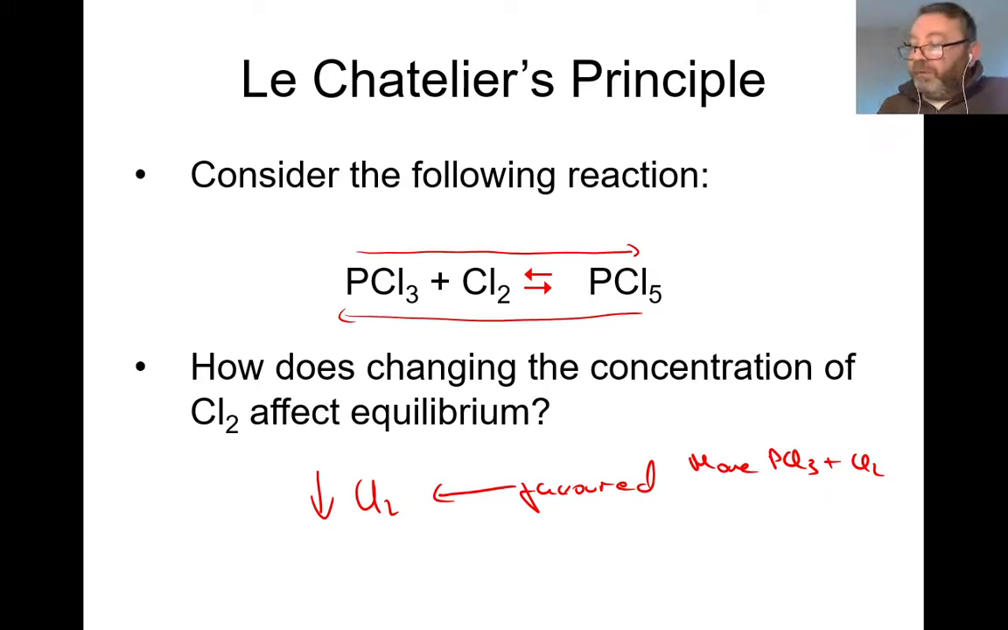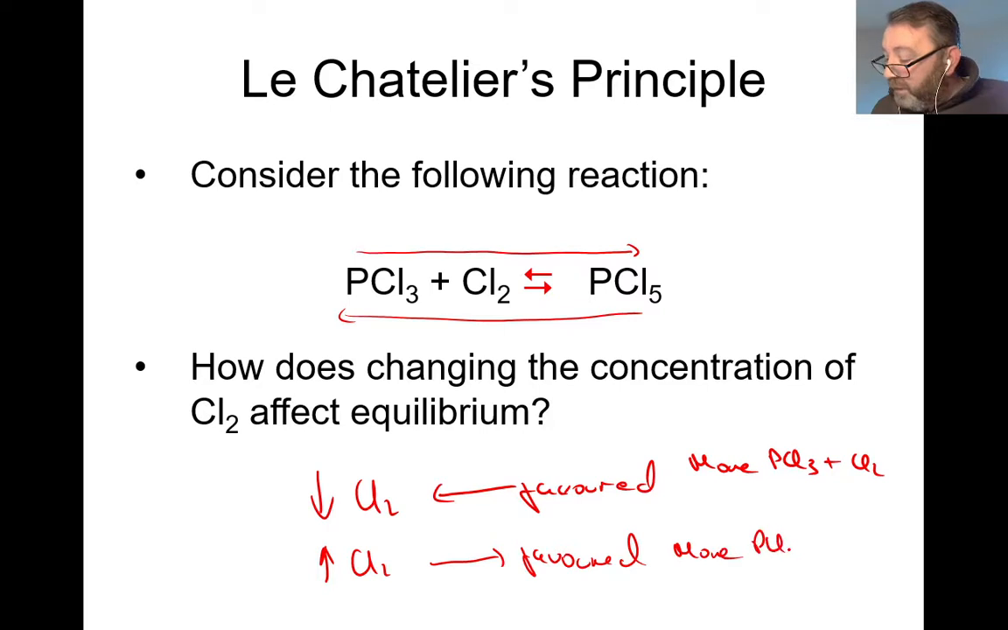Okay, let's do the opposite. What happens if I increase the concentration of Cl2? Now, if I increase the concentration of Cl2, that's the stress that I'm putting on the system. So therefore, what does the system do? The system fights back and wants to lower the concentration of Cl2, and the only way that it can do that is by using it up, getting rid of it. So if I increase the concentration of Cl2, that will drive equilibrium away from the increased Cl2 towards the PCl5, meaning that the reaction moving towards the right-hand side is favoured, and that will see more PCl5 present in the system.